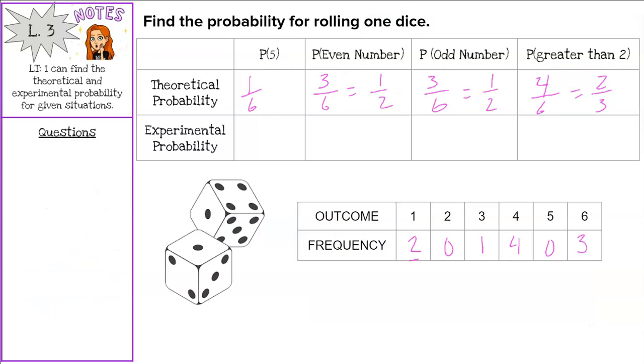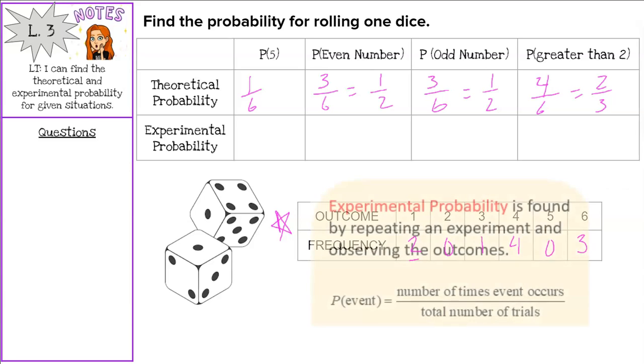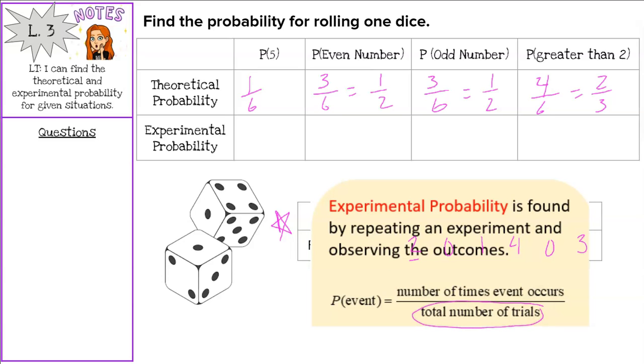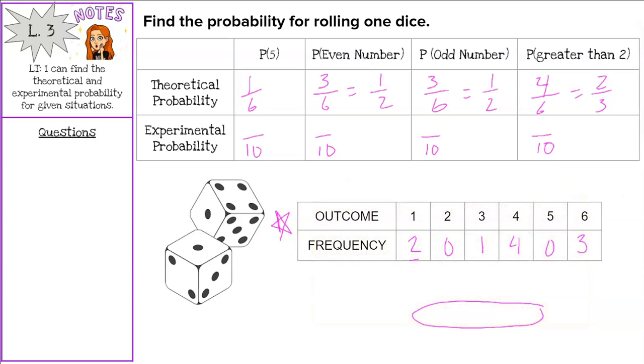All right, so now we're going to do the experimental probability. I did the experiment and I recorded my outcomes in this frequency table. I did the experiment 10 times. So reminder, for experimental probability, you put the total number of trials on the bottom. So that means our denominator is going to be 10 because I did the experiment 10 times. And now we just have to use the table to tell us how many times that event occurred. So the probability of rolling a 5, how many times did I roll a 5? Well, I rolled it 0 times. So 0 out of 10, or just 0.